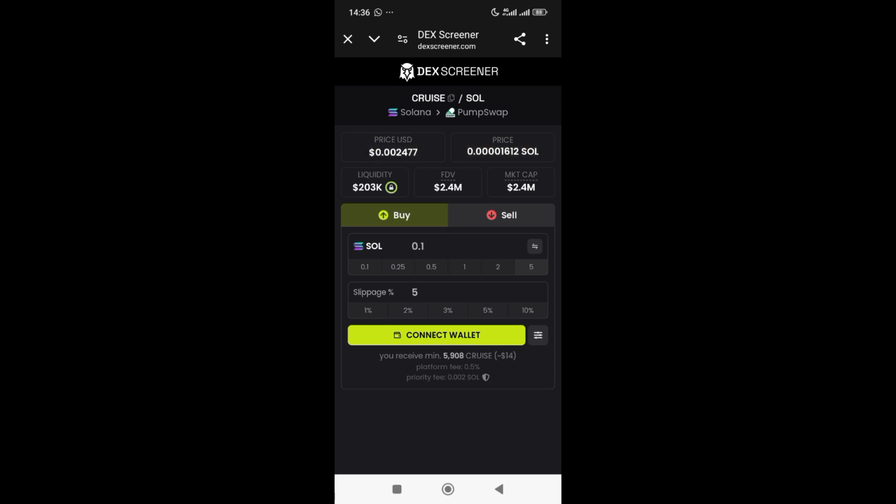So this is the way to use Dexscreener. It's not all that difficult. One thing you should know is don't buy any coin without a picture. Then you should also use the red flag. You should also know the volume, the transactions, and the market cap.